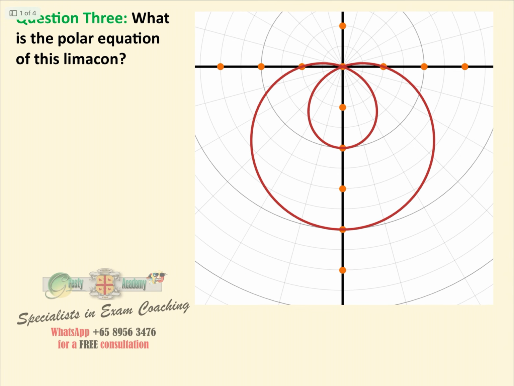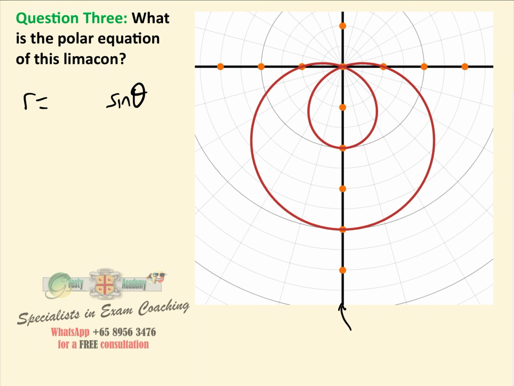Okay, let's have a look at question number 3. What's the polar equation of this? Now, this is an inner loop one. These are quite beautiful, these are. First of all, we have symmetry about the y-axis. So we know that it's going to be of the form r equals something and something sine theta.